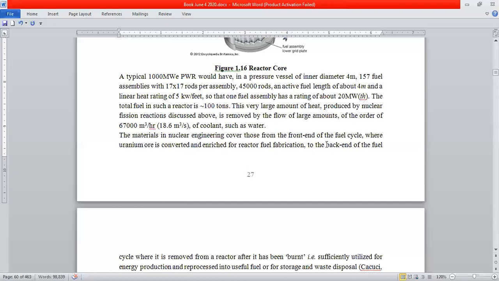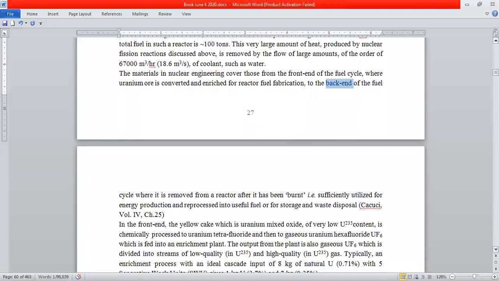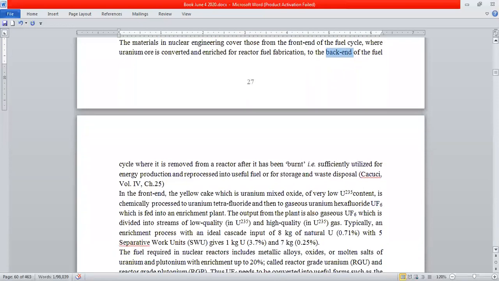Now, just as you have the front end of the fuel cycle, you have the back end of the fuel cycle, which means after the fuel has been used, it has been, so as we say, burnt to some extent. It's hot, it's got lots of radioactive material, so you want to remove it. You put it in a swimming pool, you put it in a storage facility, let it cool down, and so that's the back end of the fuel cycle. And then you can recover some of the burnt fuel.